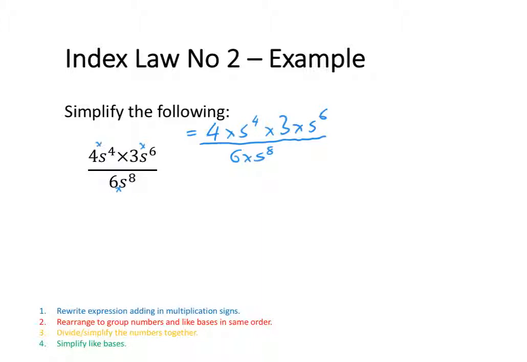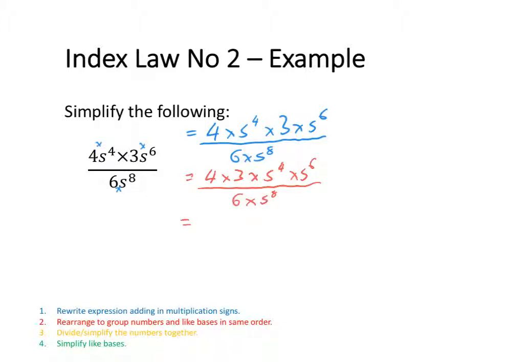Now I want to rearrange to group my numbers and bases in the same order. In my numerator, I've got a 4 and a 3, so I'll move them up to the front. So it's going to be 4 times 3 times s to the power of 4 times s to the power of 6, divided by 6 times s to the power of 8.